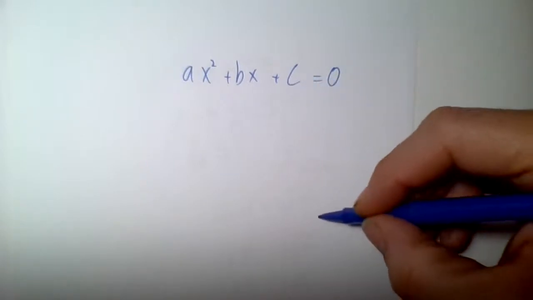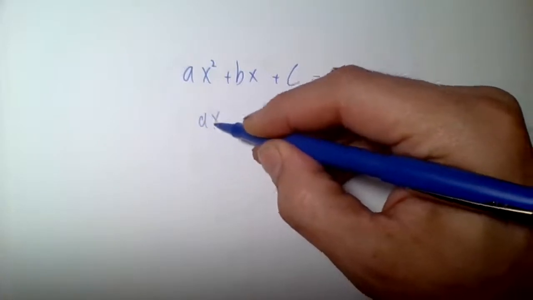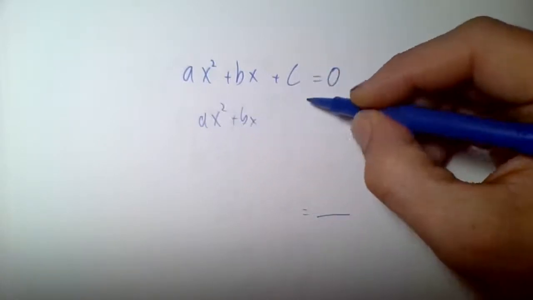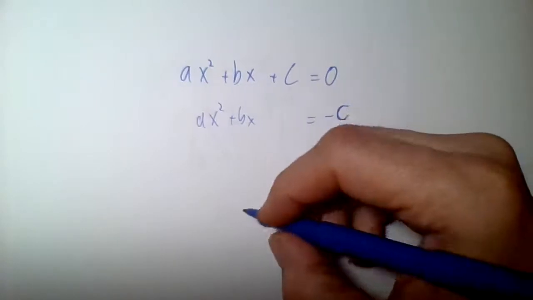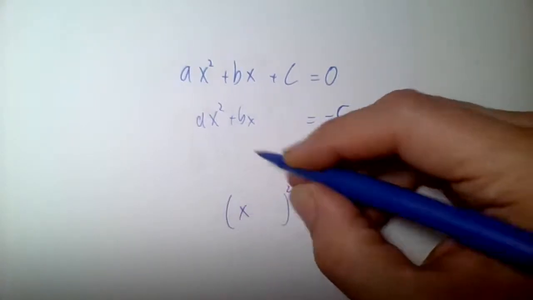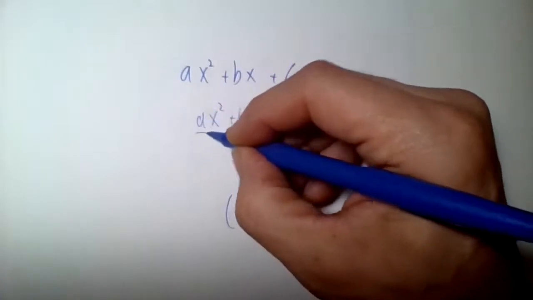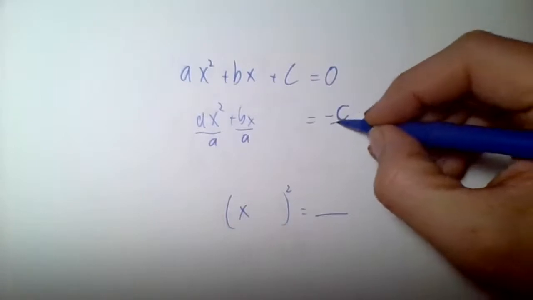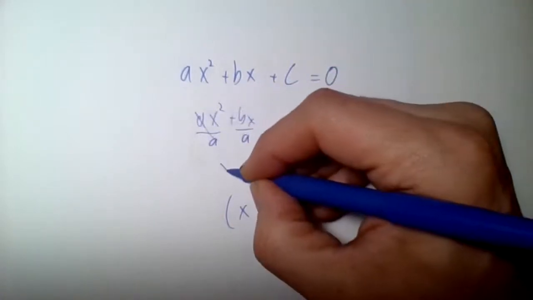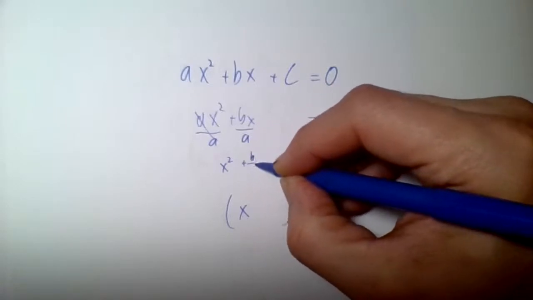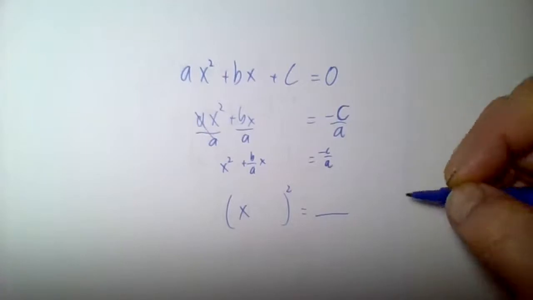I know I want the number on the other side. So I'm going to subtract c from both sides, whatever's here. And then I know I want this to be just x squared, so I want to get rid of the a. We divided everywhere by that, right? We've done that a couple of times. It ends up being a fraction on this. But that gives me just x squared, that's nice. b over a x, and on this side, we got negative c over a.